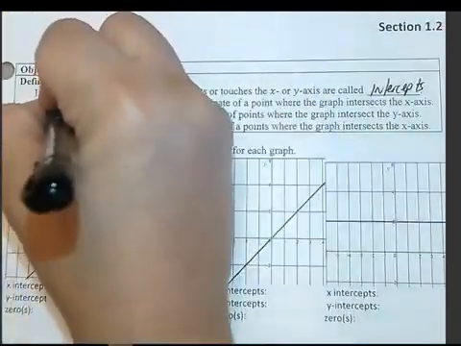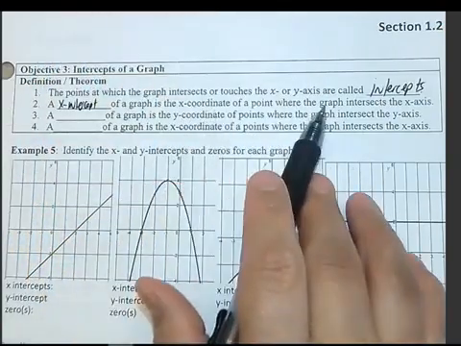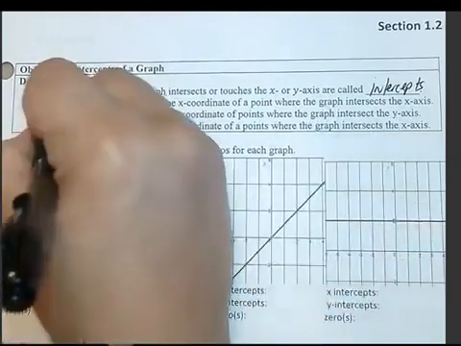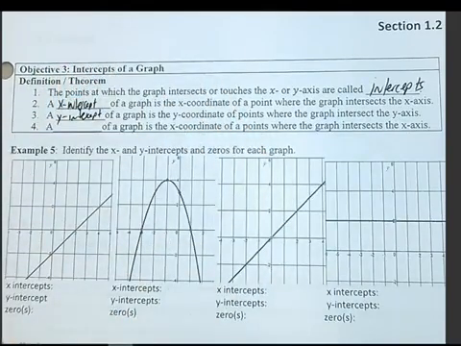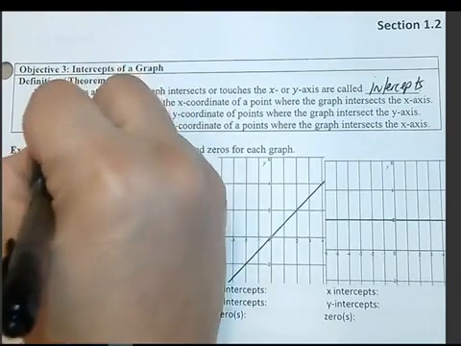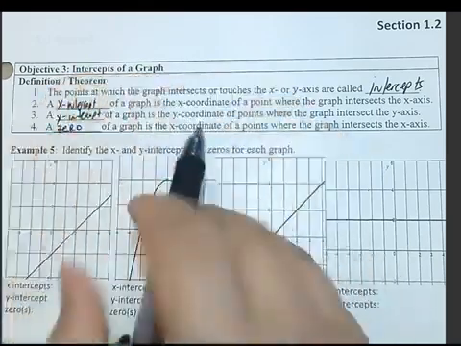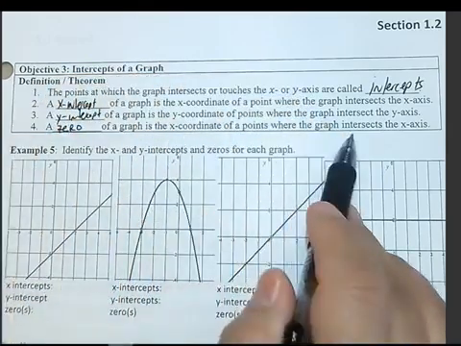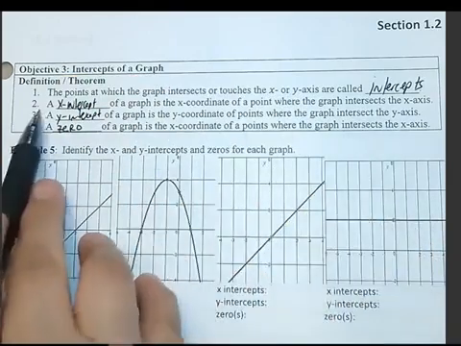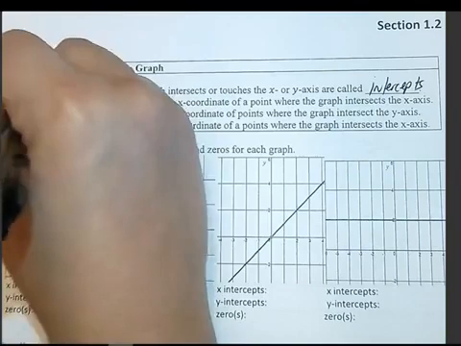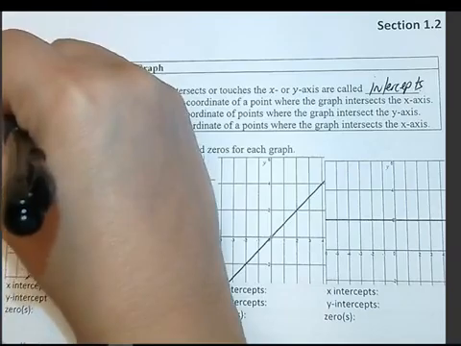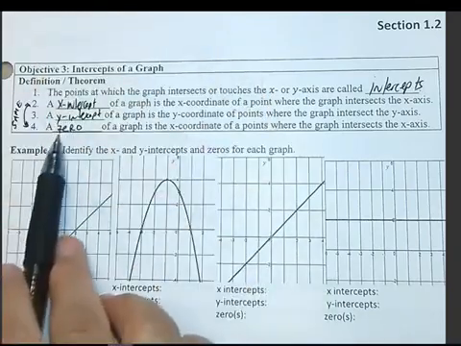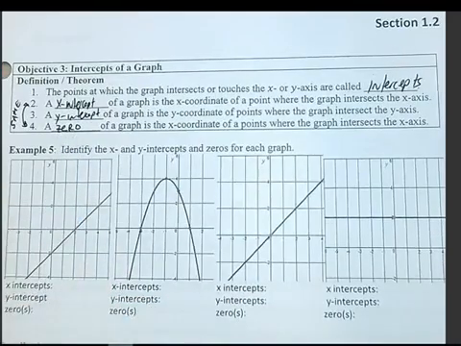The x-intercept is the x-coordinate of a point where the graph intersects the x-axis, and the y-intercept is where the graph intersects the y-axis. And then we also call something a zero. A zero is the x-coordinate of a point where the graph intersects the x-axis. Notice that it's the same definition as number 2. So these are the same definition. And so we call them x-intercepts or zeros when they're crossing the x-axis.